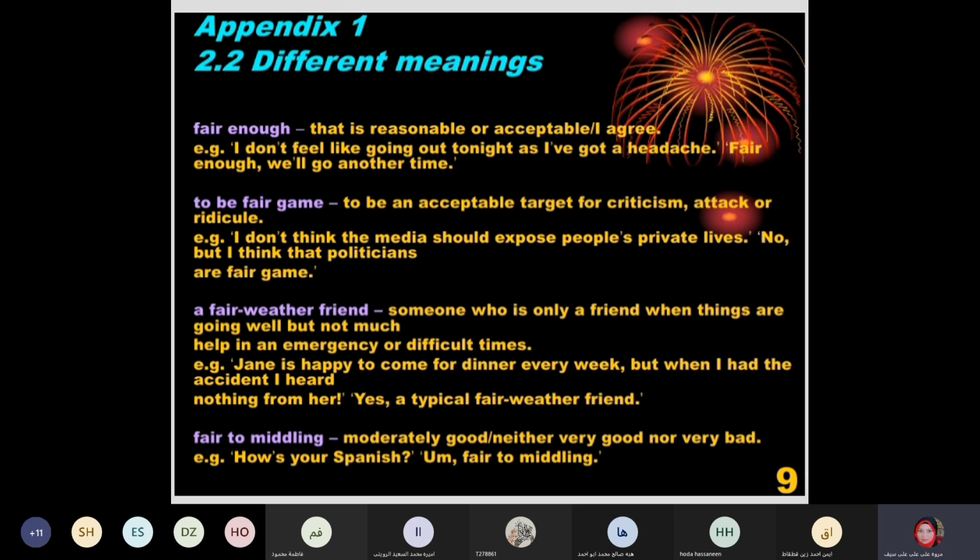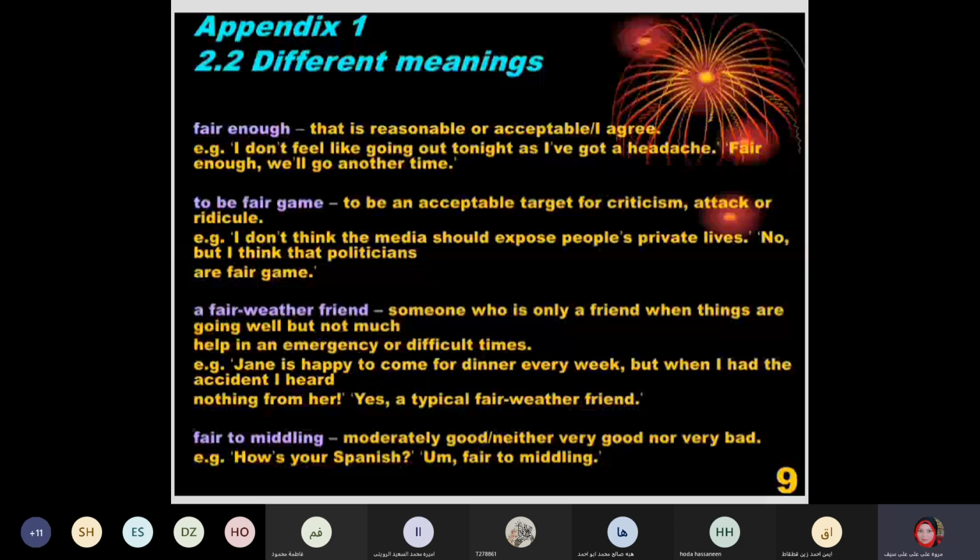Okay, think a little bit. To be fair game, what does it mean? To accept criticism. No, it is not. To be an acceptable target for criticism, attack, or ridicule.